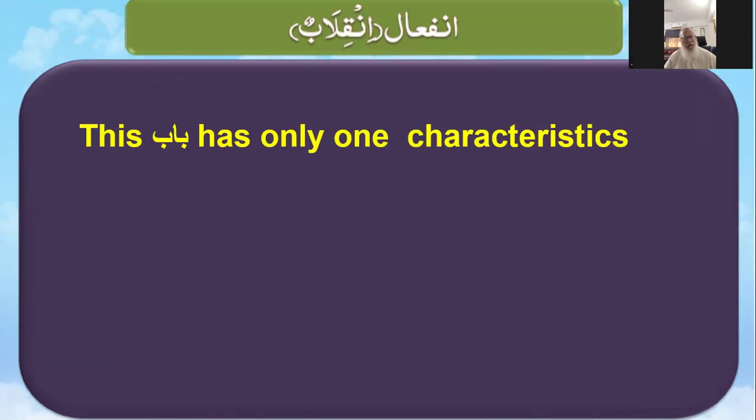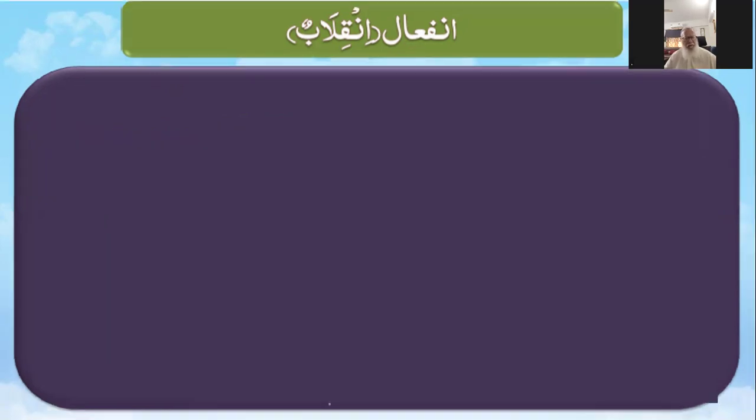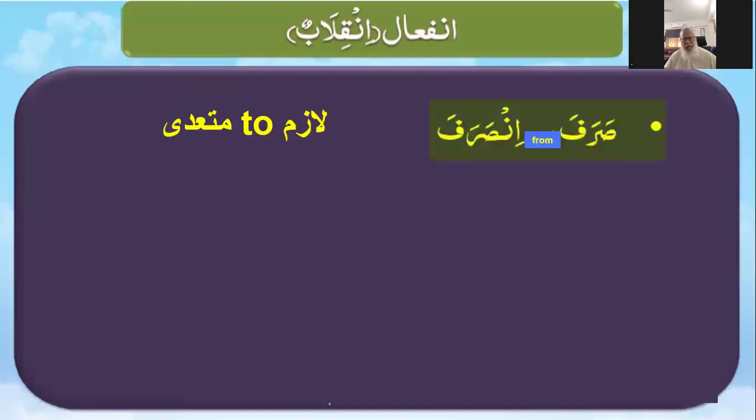The next is bab infi'al. Inkalaba. And the word is inqalab and the bab is infi'al. This bab has only one characteristic. It makes mu'tadi to lazim. Just the example is from sarafa, insarafa. Sarafa means he expanded. Insarafa, he made someone to expand.